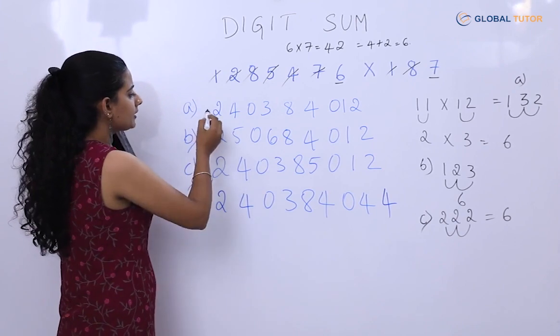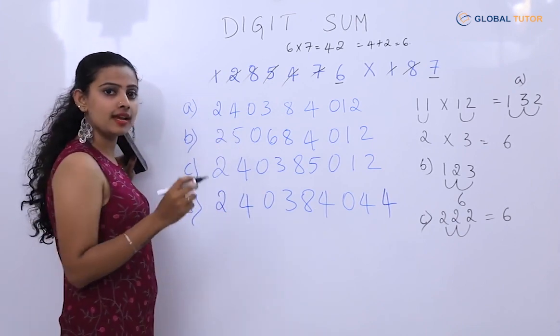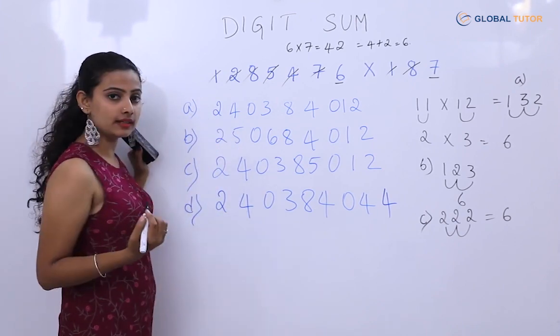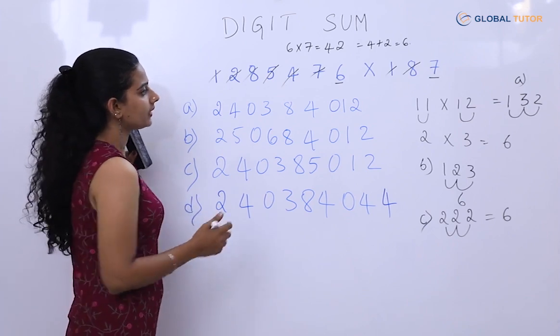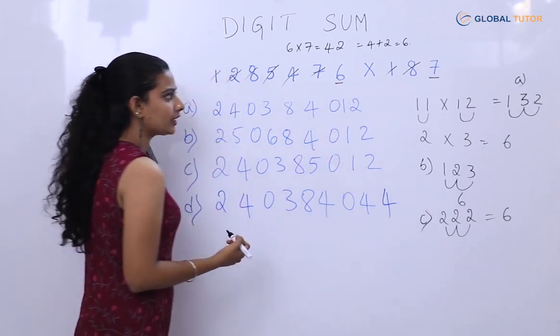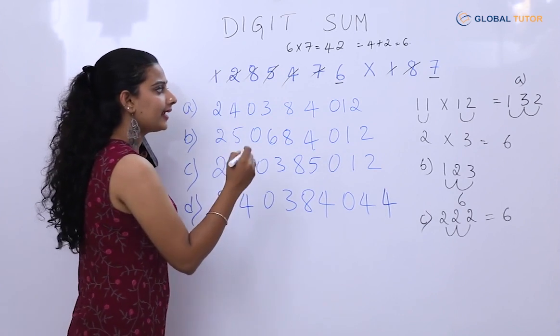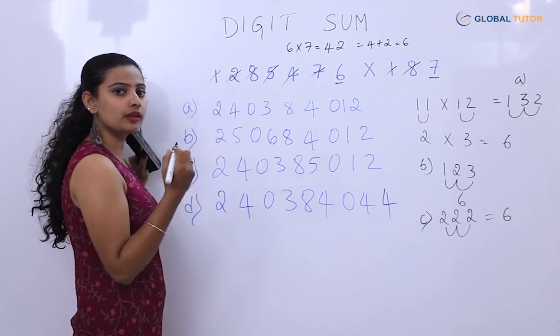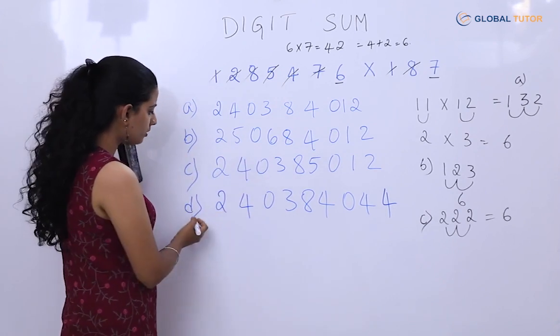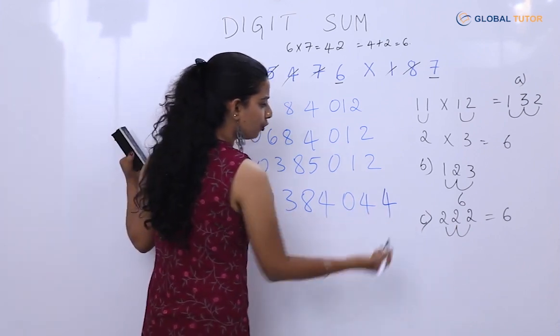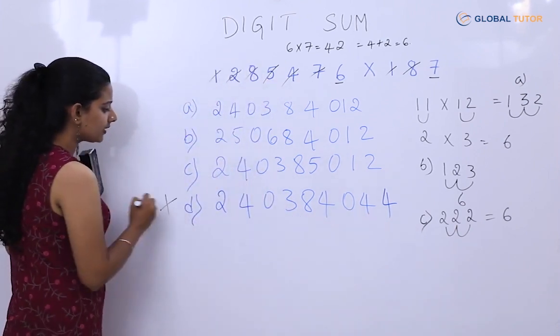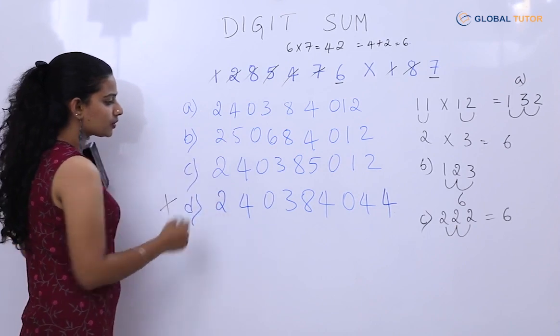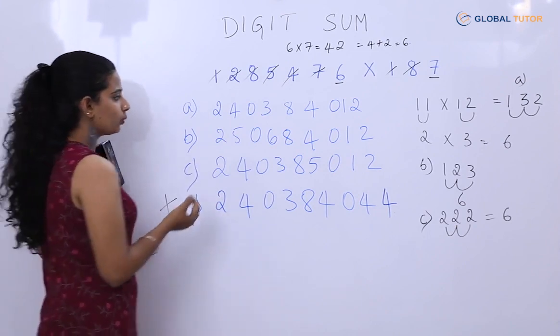Now we have to find out the digit sum of all these 4 options and see which could be the possible answer. Here if you observe another thing, 6 into 7 is 42, which means the ending digit of the product should be 2. However, option D has 4. So this is not the right answer. Now we got 3 options. Let us see which one is the correct one.